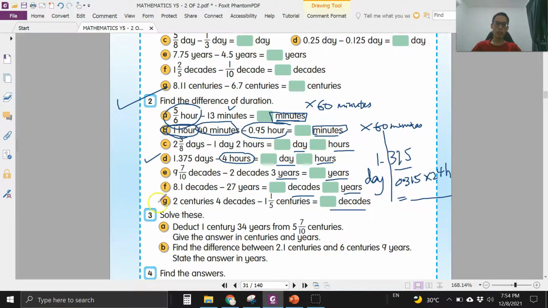Okay, one more example for you. Last one, G. The question is asking for decades. So these 2 centuries you convert to decades, and then you plus 4 decades. Okay. 1 over 5 century, you just change to improper fraction, and then you times 10 decades because 1 century is 10 decades. Okay, so your homework for today, question 2, A until G.